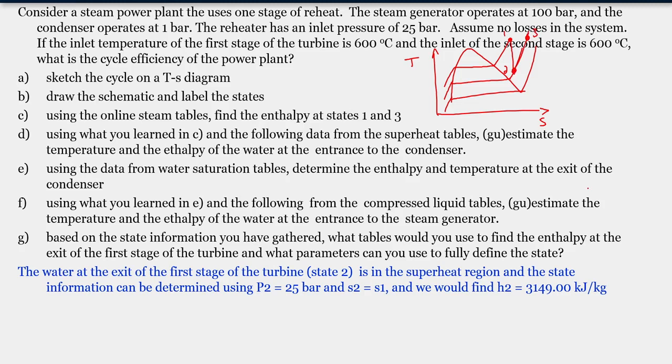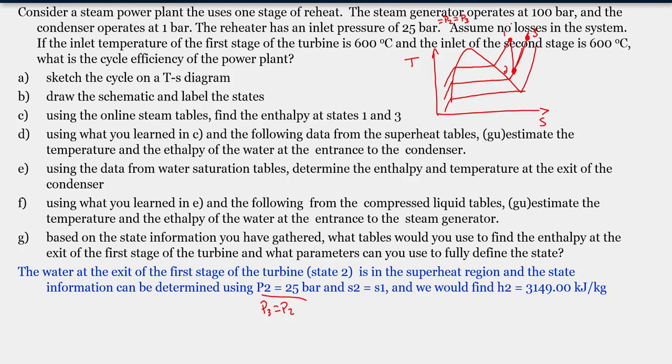So to define state 2, we need to realize that P2 was given. We know the pressure is 25 bar, and that's equal to P3. In this case, I told you the reheater has an inlet pressure of 25 bar, and that is exactly P2. Conversely, I could have told you the reheater has an exit pressure of 25 bar, and you should have mapped that successfully to the fact that that's P3. So that gives us the information from 2 to 3.